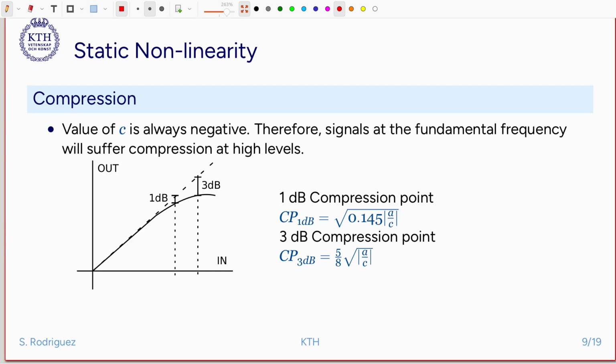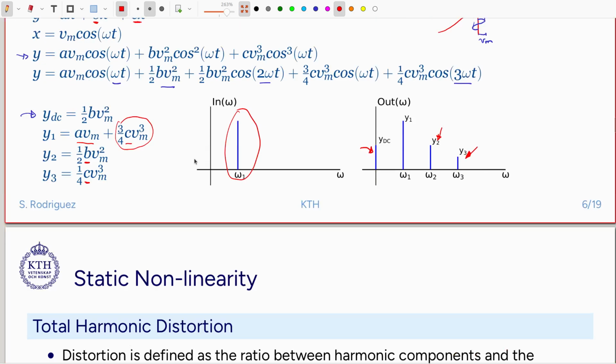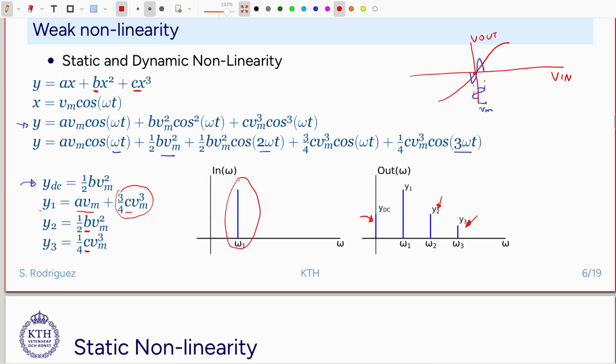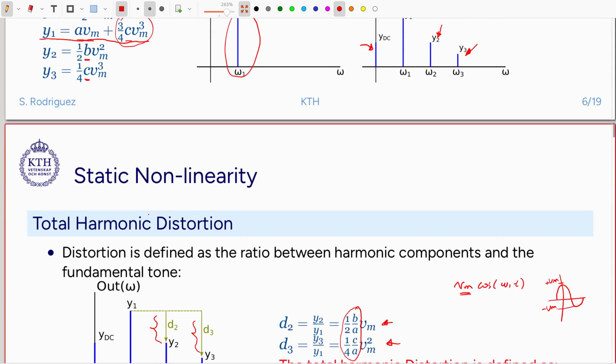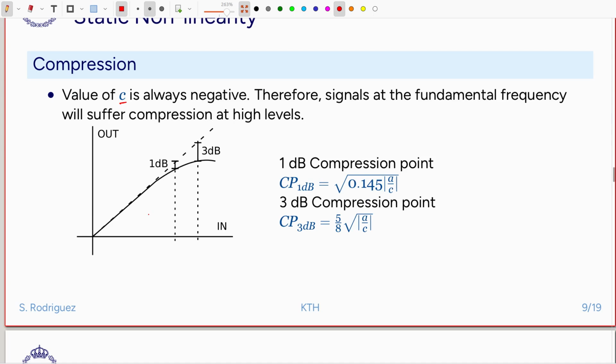The next aspect that is very important in analyzing nonlinearity is compression. As we mentioned before, the value of c in this polynomial is always negative, and that basically means that the fundamental, when it is amplified, will decrease in amplitude for large input signals, and that phenomenon is called compression. The signals will suffer compression when there is a high level of input.